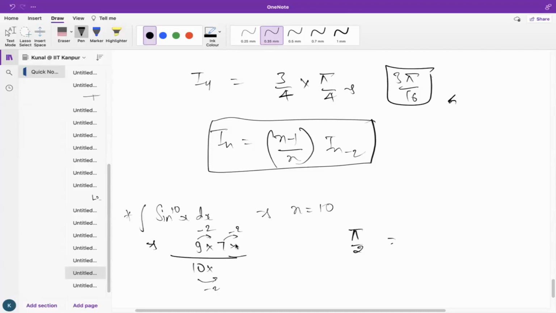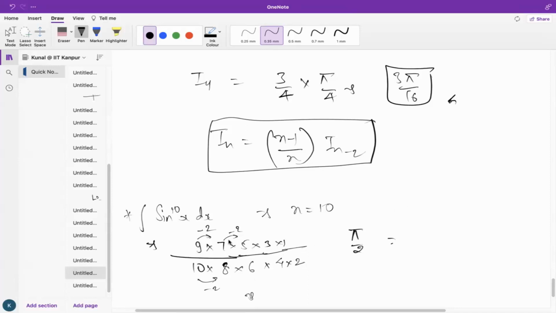So it will be like 7, 7 minus 2, 5, 5 minus 2, 3, 3 minus 2, 1, and in the denominator 10, 10 minus 2, 8, 8 minus 2, 6, 6 minus 2, 4 and 4 minus 2, 2. This is our result, right?